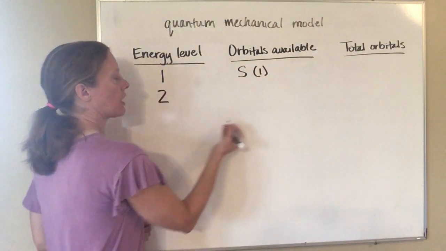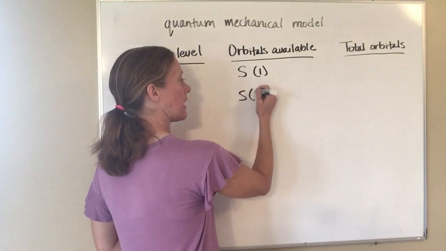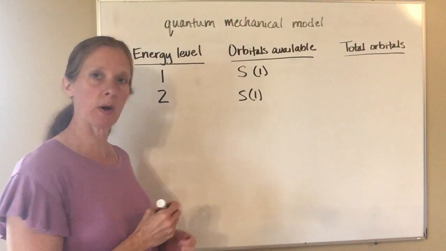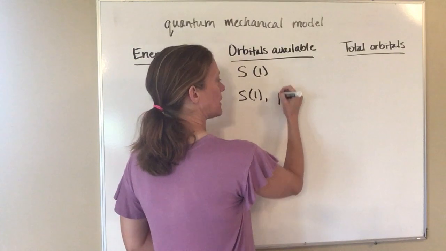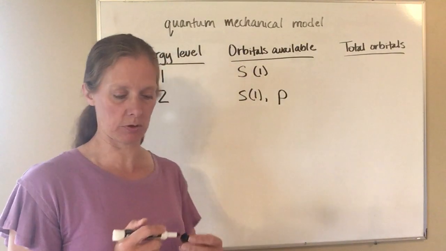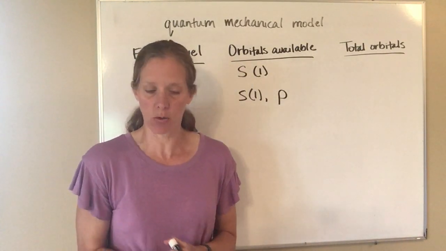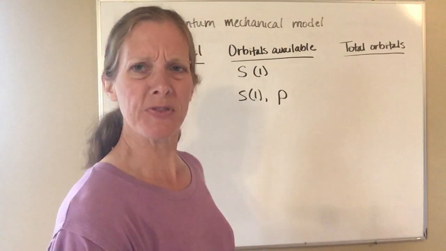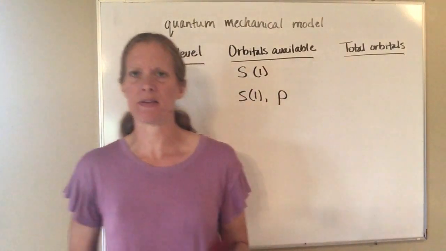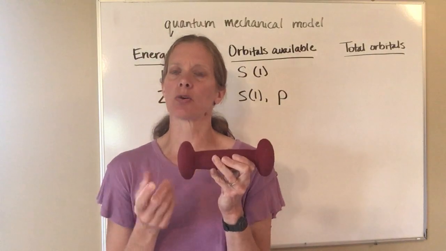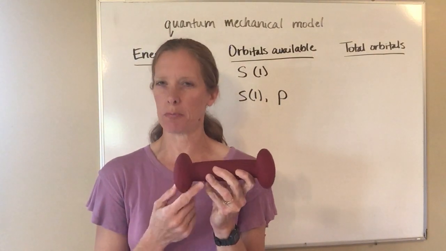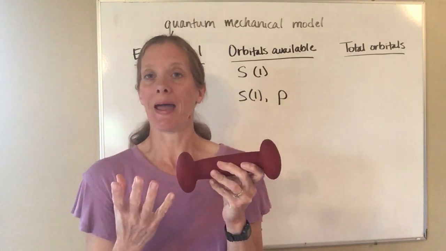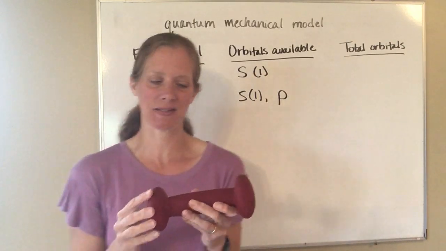on the second energy level, you're going to have another s orbital, and there will just be one of them, but you're also going to have p orbitals. Now, I'm not sure why they call it a p orbital, but the shape of it is like a dumbbell, and the dumbbell that I have here isn't a real accurate representation of the shape, but it's the best dumbbell that I have to show you, so that's the one we're going to utilize today.